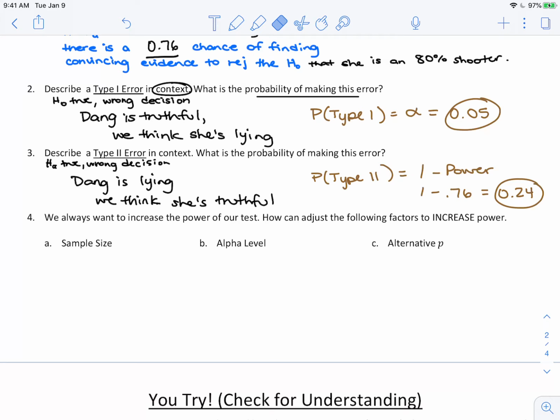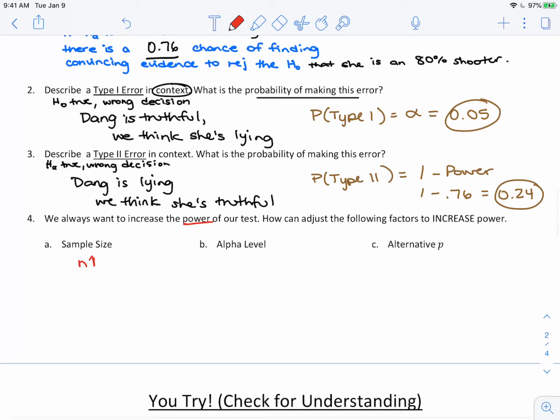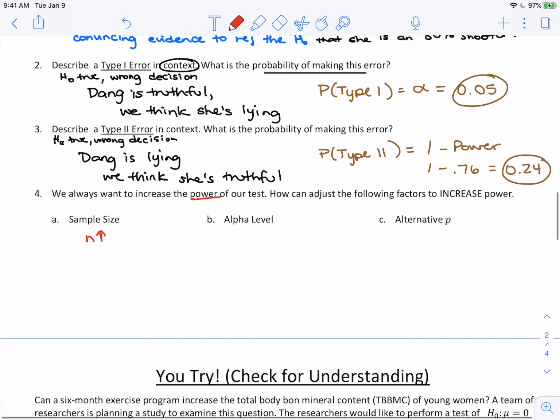All right, number 4, we always want to increase the power of our test. Remember, we love power. How can we adjust the following factors to increase power? Remember what I said earlier about sample size? You increase that sample size. Why? Because it's going to decrease your spread, your standard deviation. I just say variability encompasses all of those things. Or what I say in class, it gets us closer to the truth. It's always better to have a bigger sample size if you can.